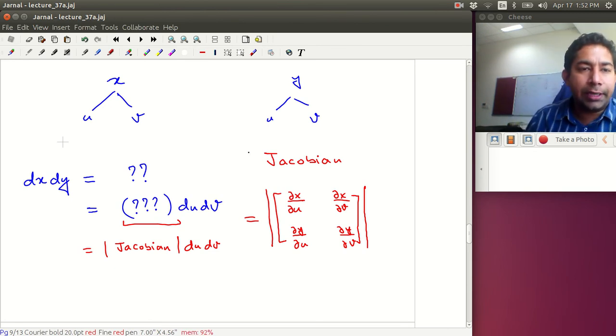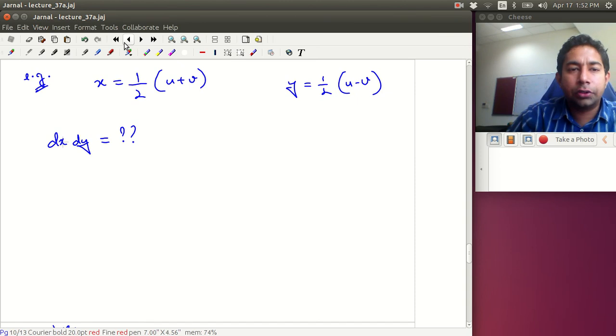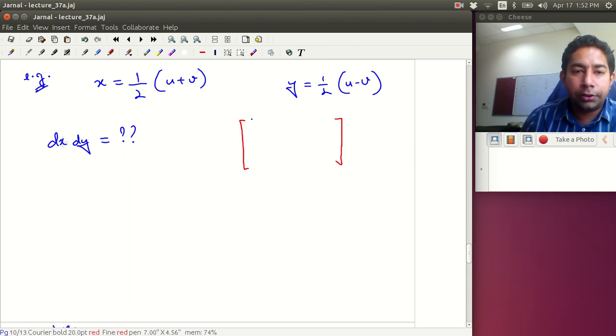Okay, so let's see an example. The question in this slide is, if x is half times u plus v and y is half times u minus v, then what's the Jacobian in this case? Like we said, we will have to make a matrix of partial derivatives of x and y with respect to u and v. The entries in the first row are the partial derivatives of x with respect to u and v. So it's del x del u, and the second entry in the first row is del x del v. In the second row, you differentiate the second variable, that is y in this case. So it's del y del u and del y del v.